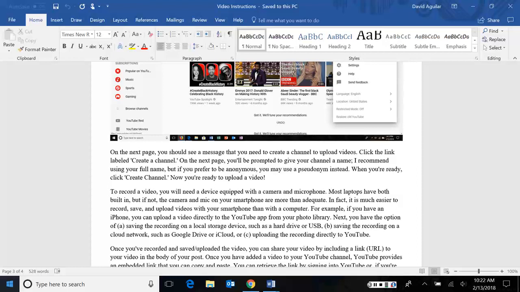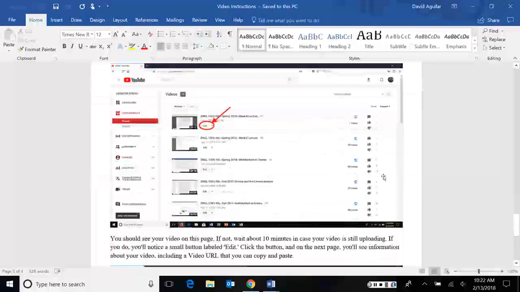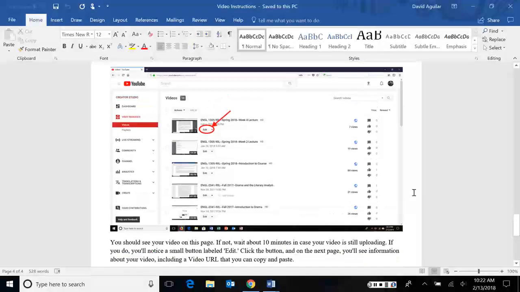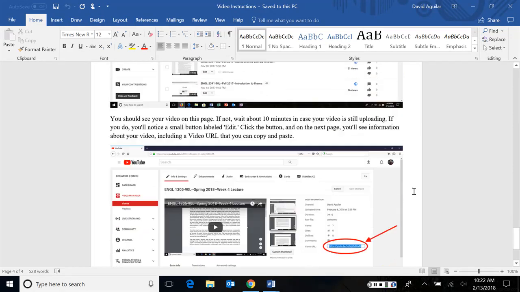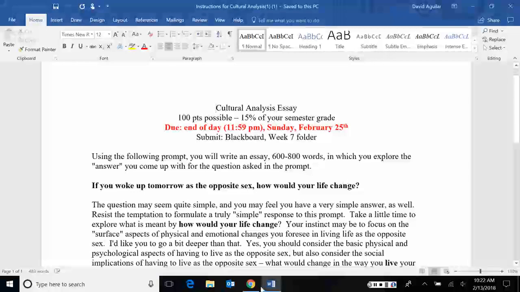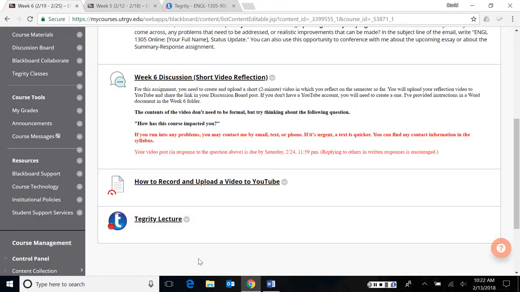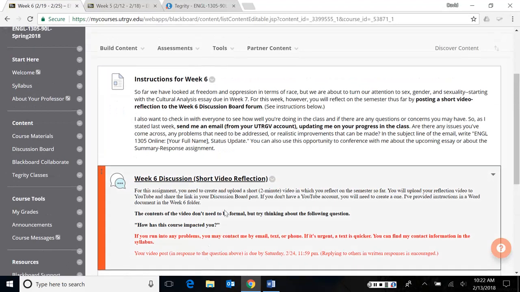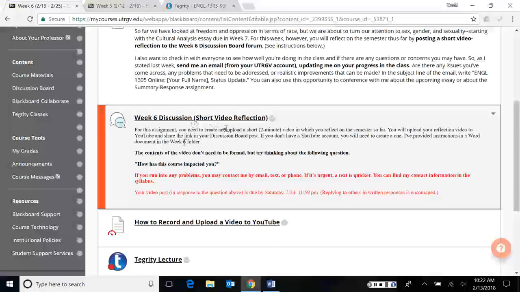If you are more comfortable using your phone, that's fine. I don't have a preference. I prefer to use my laptop, but I realize not everyone has a laptop and not everyone has a webcam or a good mic on their laptop. So if that's not possible, your phone should be just fine. And if you run into any problems, again, I insist that you email me immediately so that we can try to figure out how we can deal with that. So the instructions here for the video reflection is pretty simple.